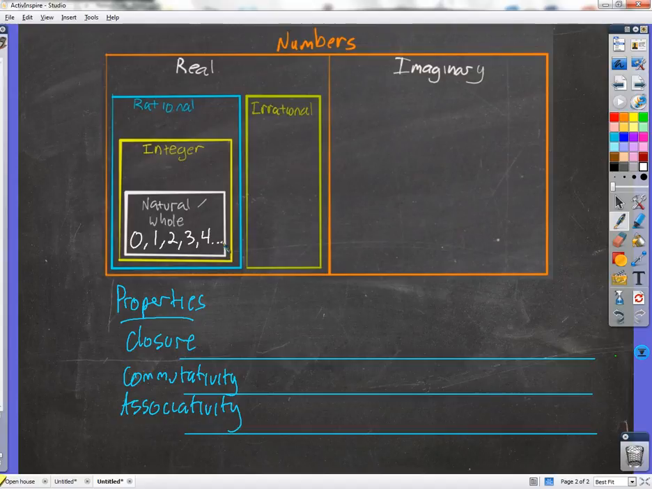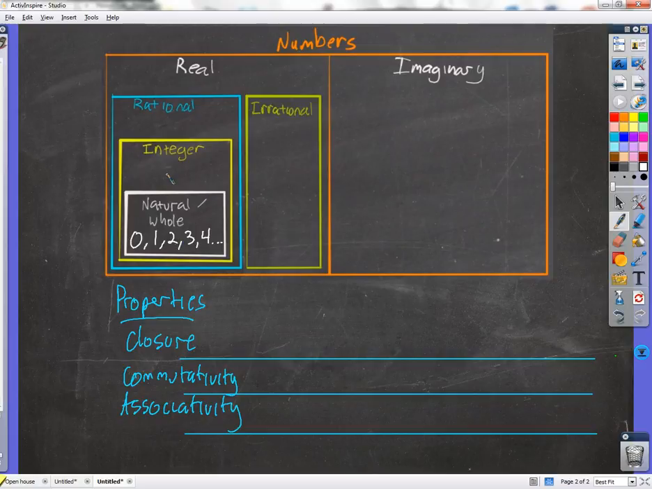Even before you came into school, you were learning how to count things. And these are the numbers you would use, the natural numbers or the whole numbers. You had nothing. You had one of something, two of something, three of something. That's all they are. So no parts of numbers. They are whole. They're whole numbers. And they're positive. Okay? Integers, you can see the yellow box for integers contains the white box for natural and whole numbers. So these are integers.